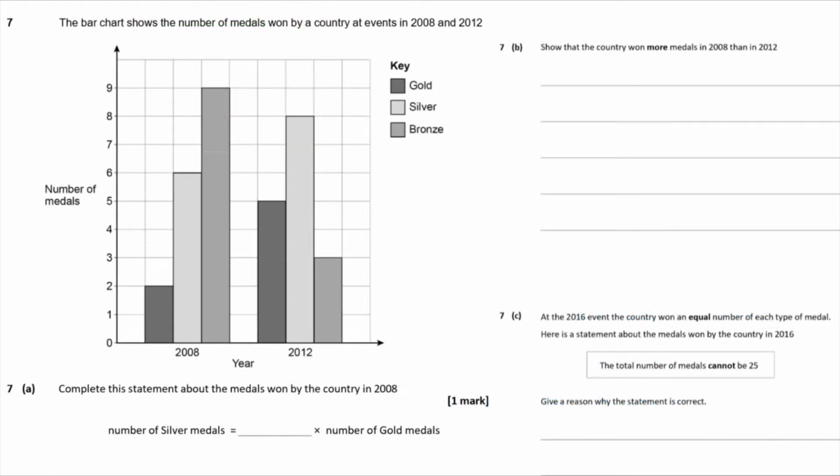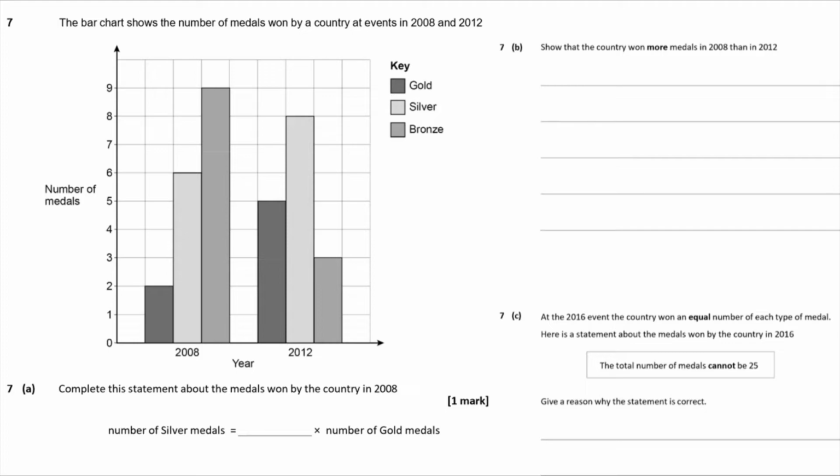Question 7. The bar chart shows the number of medals won by a country at events in 2008 and 2012. So we've got the number of medals in 2008 and 2012 shown separately, and we've got a key up here. So the really dark bar is gold, the lighter one is silver, and the middle one is bronze. So complete this statement about the medals won by the country in 2008. The number of silver medals equals something times the number of gold medals. Okay, so we need to know the number of silver medals and the number of gold medals won in 2008. So let's look that up from the key.